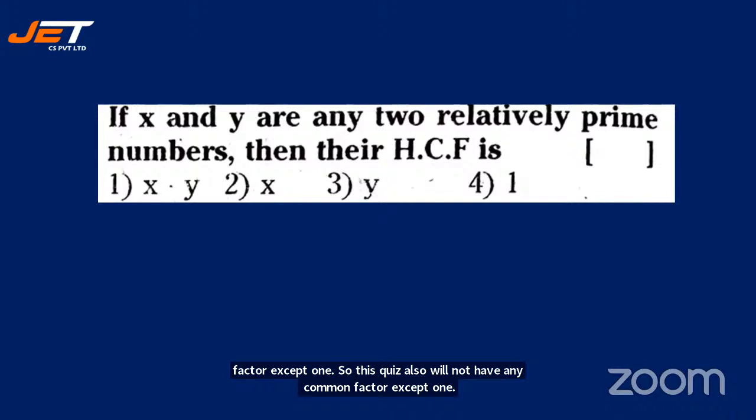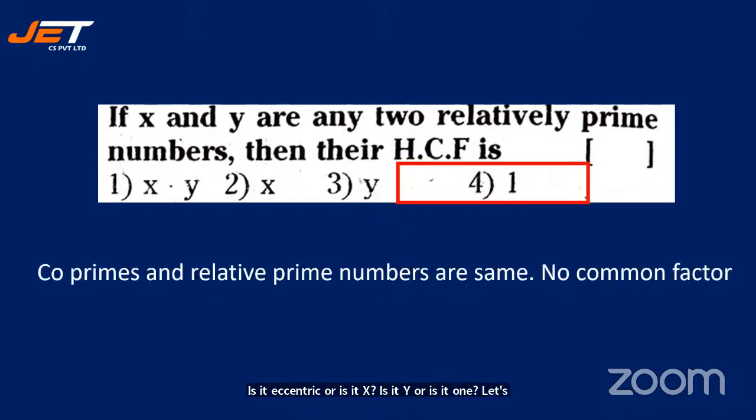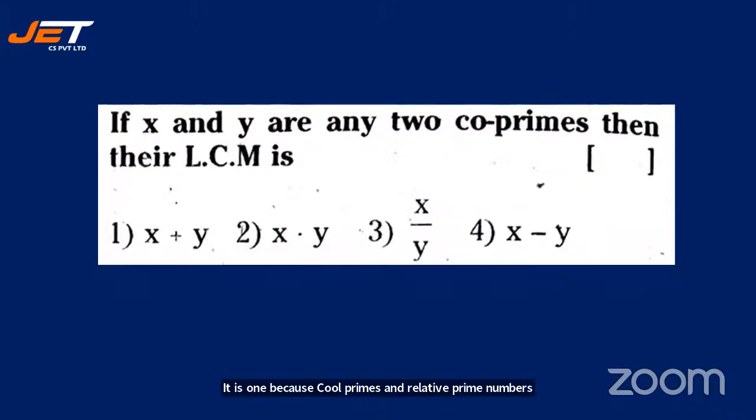If x and y are any two relatively prime numbers, then their HCF is dash. Is it x into y, or is it x? Is it y, or is it 1? Let's see the answer. It is 1 because co-primes and relatively prime numbers are the same and there is no common factor at all. All right. Yes. See the next question.